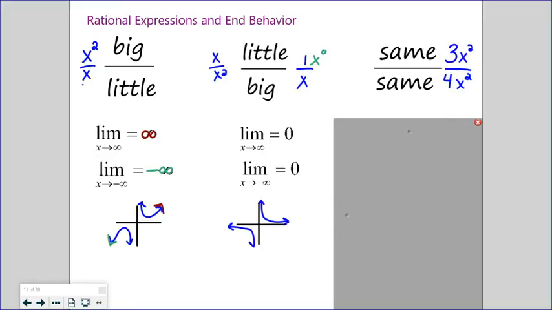And again, we don't care what's happening in the middle of the picture. It's on the very far right and left. So the very far right is flatlining at 0. The very far left is flatlining at 0.